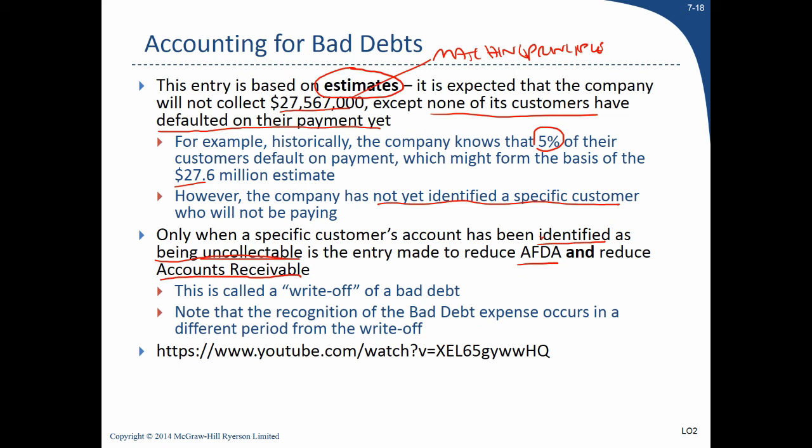So there's 2 journal entries. The first is to recognize the bad debt expense, even though we don't know who is going to default. The second, once we know who has defaulted, we now reverse the allowance for doubtful accounts, and we remove the account receivable. So I'll show you how that looks.